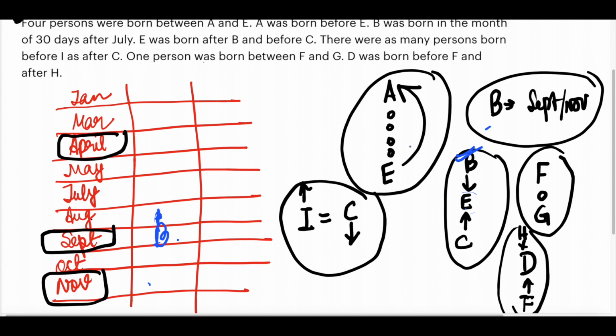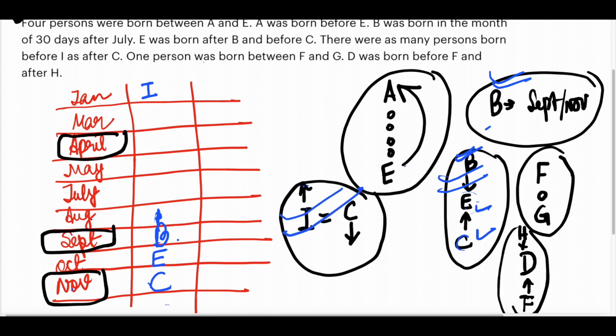Okay. B will be in September. Okay. Next condition. Next condition is below B you have E and C. So there will be only 2 places for E and C, that is October and November, and C should be below E. So place E here and place C here. This condition is also over. Now the next condition is this one. Number of persons born before I is equal to number of persons born after C. So after C is 0. So before I also 0. Okay. So this condition is also done.